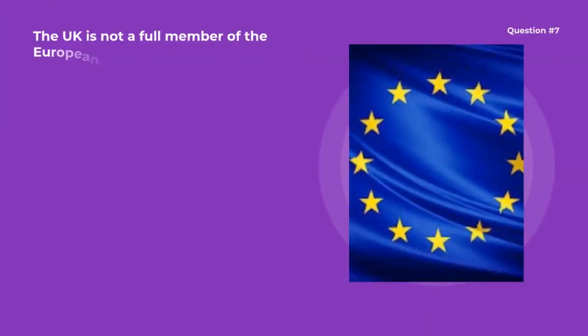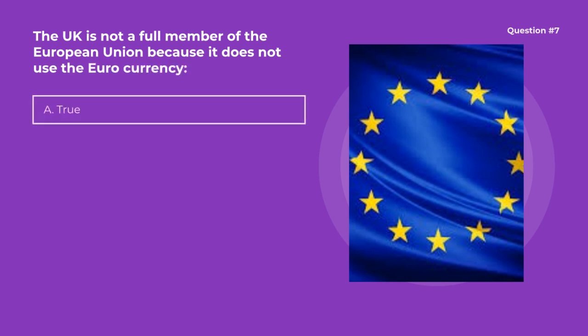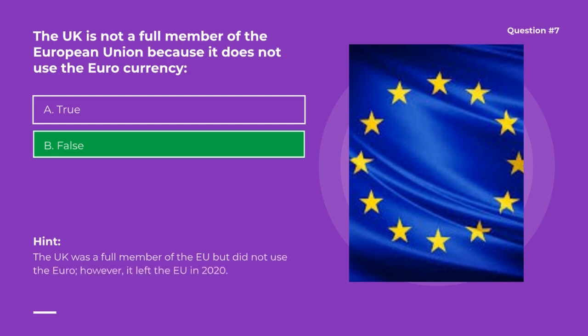Question number 7. The UK is not a full member of the European Union because it does not use the euro currency. Options are A. True, B. False. The correct option is B. False. The UK was a full member of the EU but did not use the euro. However, it left the EU in 2020.